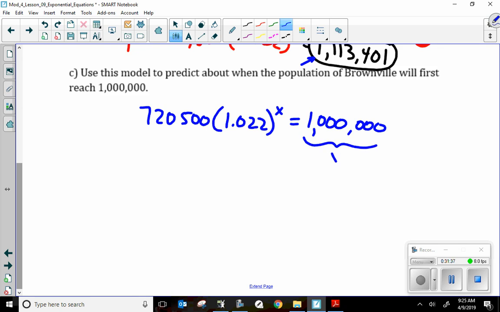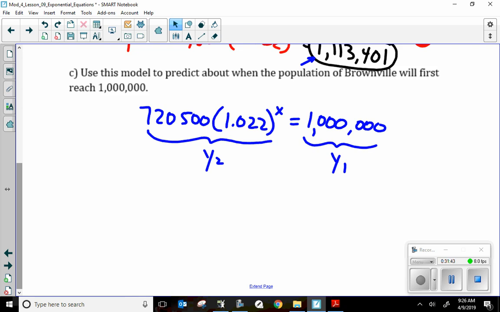I'm going to put this in y1. I'm going to put this in y2, and I'm going to see where they intersect. That's the best way to do it. Or, if they want me to do this algebraically, they didn't say algebraically. But now that we know how to use log, let's use log.